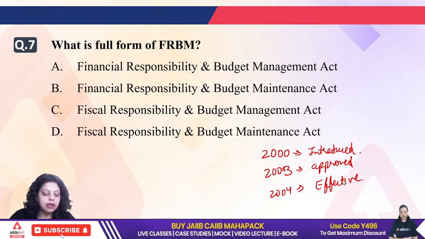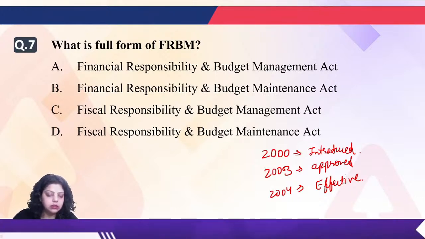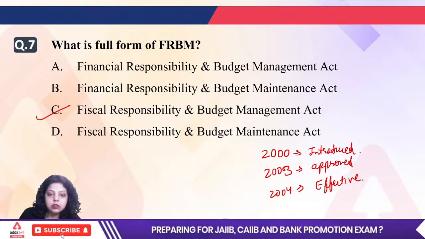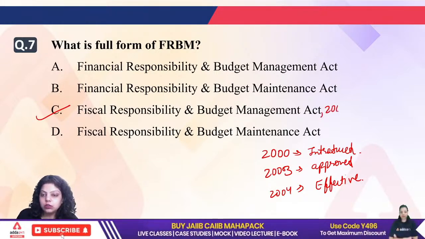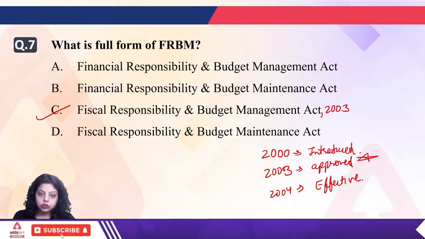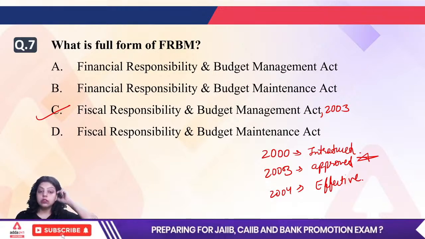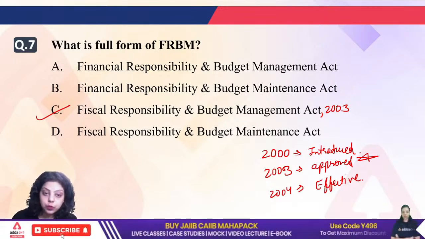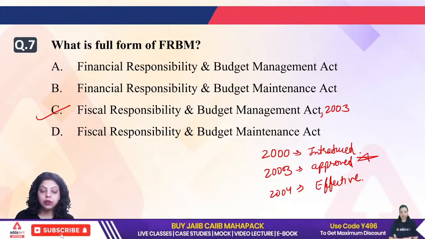Now FRBM Act, everyone is giving different answers. Right option is your Fiscal Responsibility and Budget Management Act. It was launched in the year 2003 because it was approved by the Union Cabinet in the year 2003. So the right year for FRBM Act is 2003. It stands for Fiscal Responsibility and Budget Management Act, FRBM.